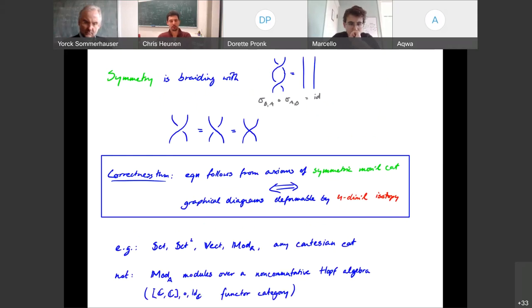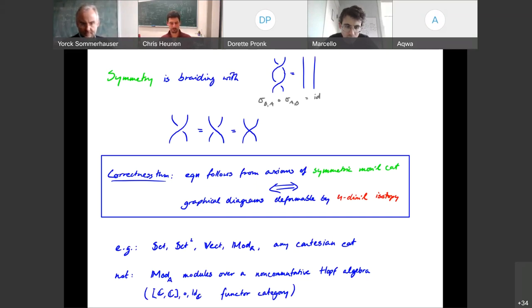But what's more interesting is, for people that have heard about these things, if you start with a bialgebra over a field, for example a Hopf algebra, it could be a non-commutative one, I can look at modules over it. That's going to be a monoidal category. It's going to be braided, but it's not going to be symmetric in general. Chris: Sorry, it's not braided in general, only if it's quasi-triangular. Right, exactly.